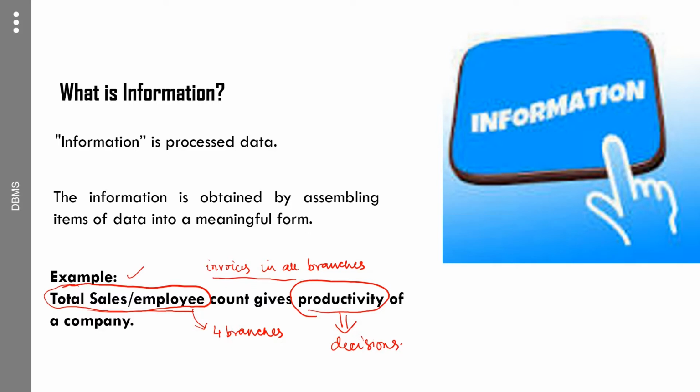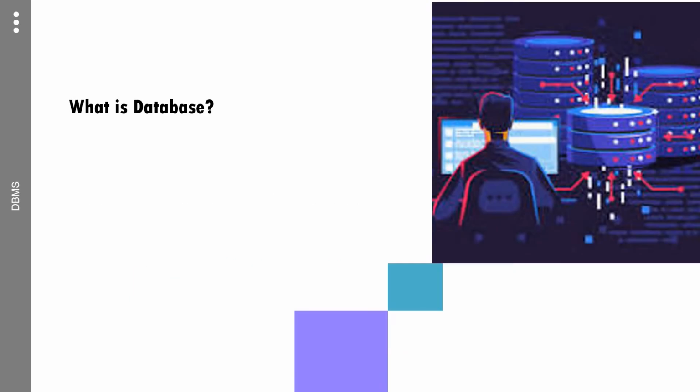Now, how do we process data? To process data, to generate information, we need a storage space. We need a storage structure. So what is a database? Database is that which contains some related data. So database is a collection of related data. Mind, dear students, that this word related is very, very important. I will tell you why.